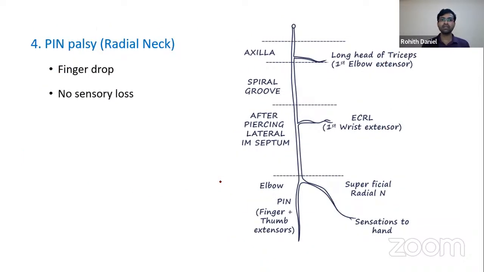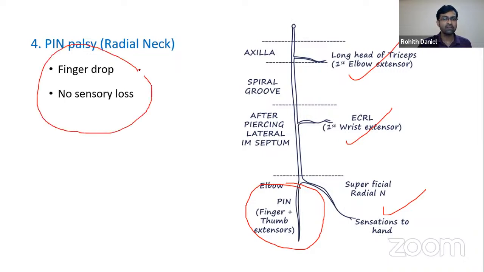Then we have a posterior interosseous nerve palsy. This is the case that we just saw now. Here what happens? Injury is just here. Only the posterior interosseous nerve is damaged. So the long head of triceps and ECRL is normal. So no wrist drop, no problem with elbow extension. Will there be any sensory deficit? There won't be any sensory deficit because PIN is a purely motor nerve. So this is your classical finger drop with no neurological deficit.